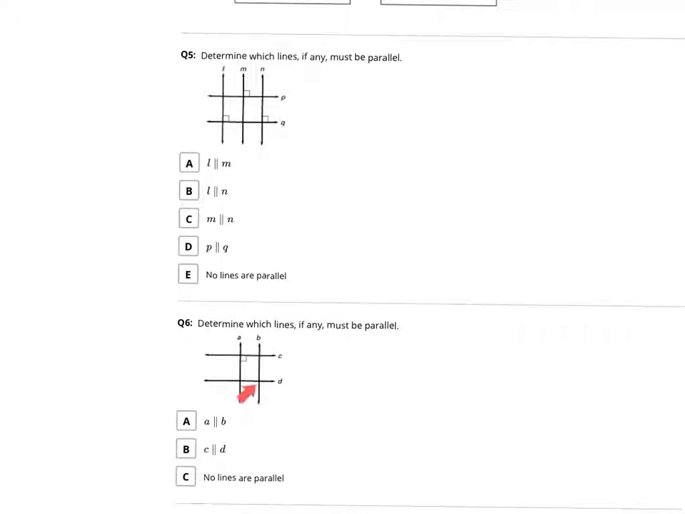Could A and B be parallel, or C and D? Remember, you've got to have plenty of information. Okay, so use the information that's given here. Do you have enough to determine if any of these are parallel or not? If not, put C.